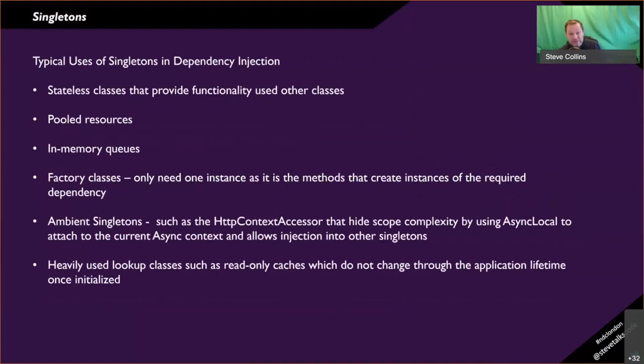These might be pooled resources, in-memory queues, or some other type where you're in control of a limited resource that multiple things are dependent upon. Factory classes I'll talk about later, but typically these are created once, and then their methods are called to create shorter-lived instances of some other dependency when required. You may have an ambient singleton, which hides the complexity of accessing shorter-lived objects, something like the HTTP context accessor in ASP.NET Core, and that uses async local storage behind the scenes to avoid captured dependency problems.